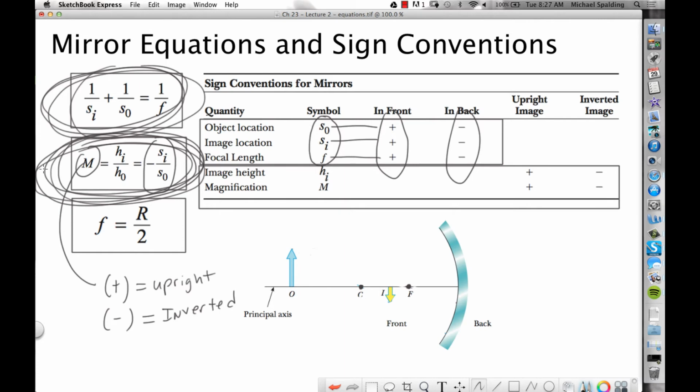The sign convention for this equation and the sign convention for this equation are different. What's the sign convention for this equation? Front side plus, back side minus. What's the sign convention for this equation? Plus is upright, negative is inverted.